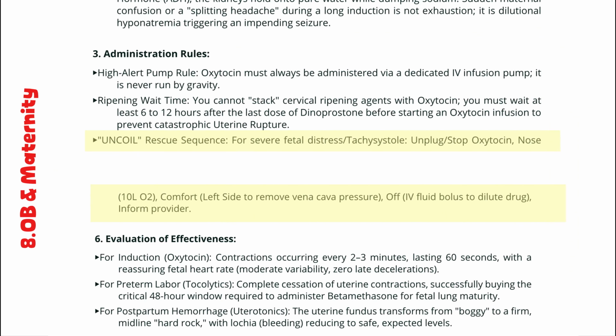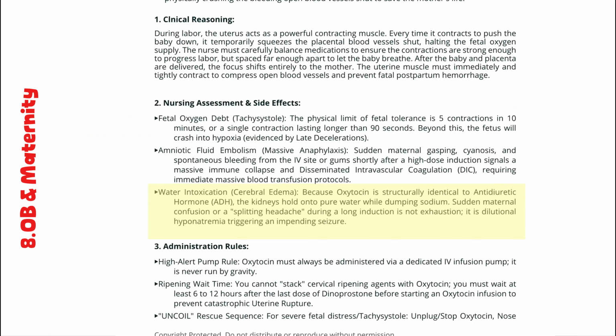2 traps that live inside a normal induction. First, oxytocin is structurally almost identical to ADH. It tells the kidneys to hold water and dump sodium. A sudden splitting headache or new confusion during a long induction isn't exhaustion. It's dilutional hyponatremia heading toward a seizure. Second, cervical ripening agents like dinoprostone can never be stacked directly against an oxytocin infusion. You need a 6 to 12 hour gap or you risk uterine rupture.